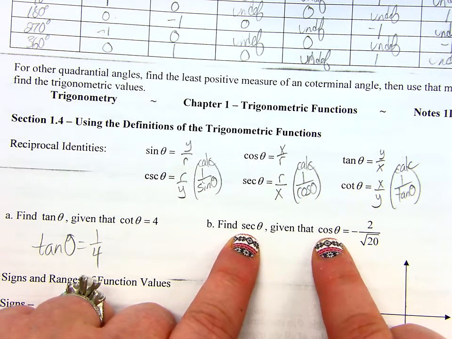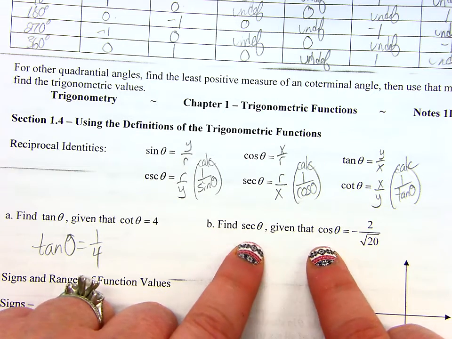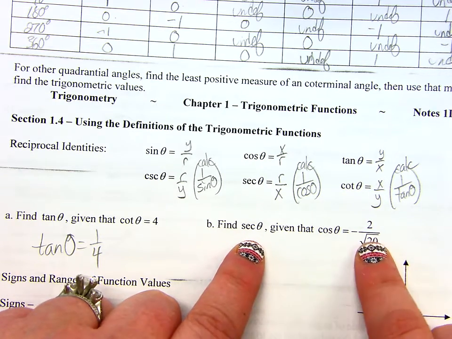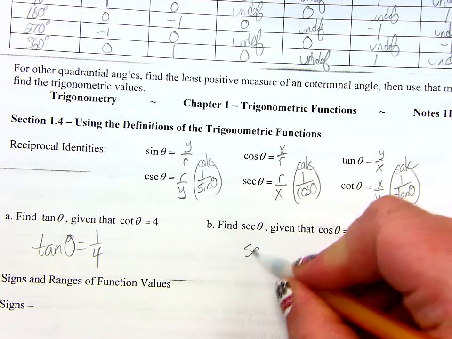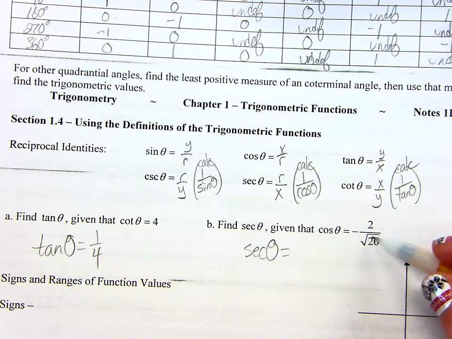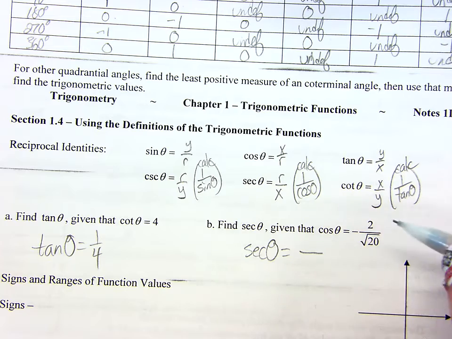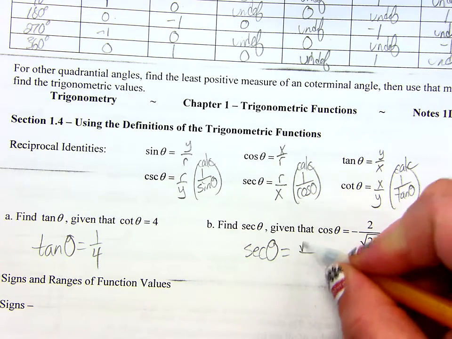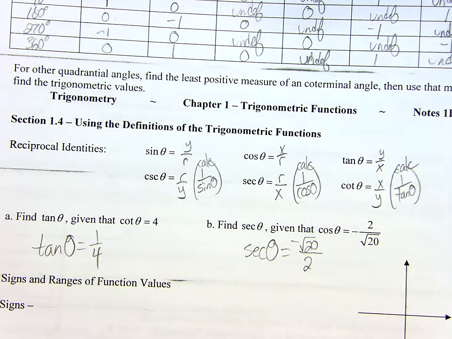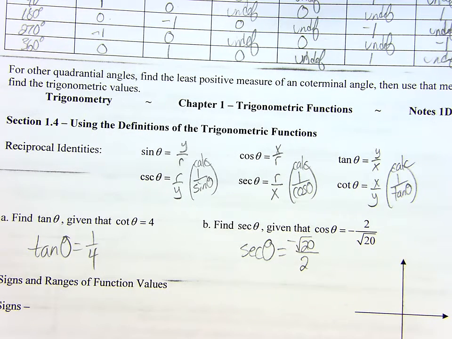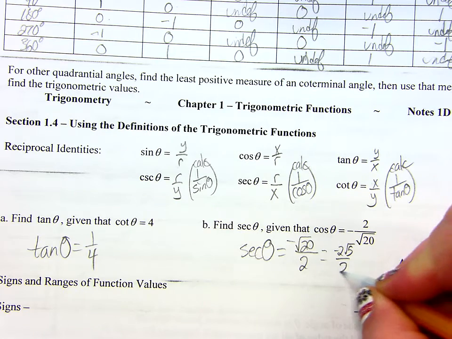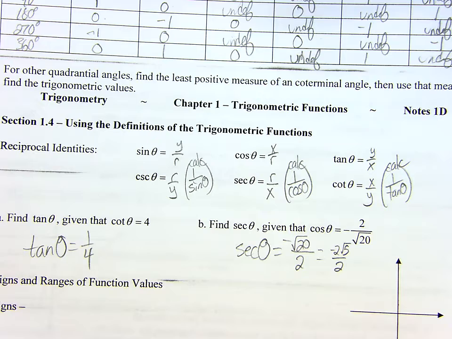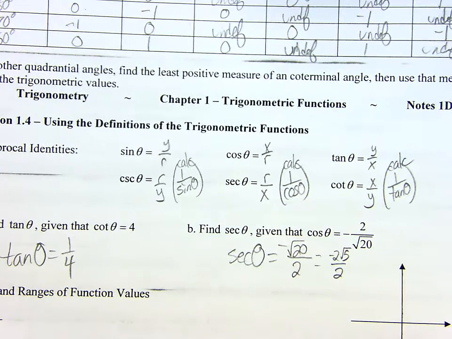So if we look at B, find secant given that cosine of theta equals that. So secant and cosine, they're reciprocal functions, right? So all I need to do to get the secant is what with this? Flip it over. Lucky for us, that leaves it nice and easy because the radical's already on the denominator, but we still need to clean this up. So we're going to have root 20 on the top, 2 on the bottom. That is not a simplified answer, though. Square root of 20 can be simplified, so that becomes negative 2 root 5 over 2, which can further be simplified to negative root 5. Do we agree?